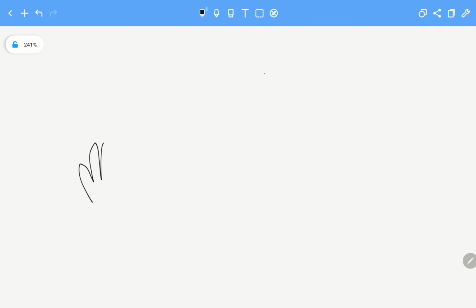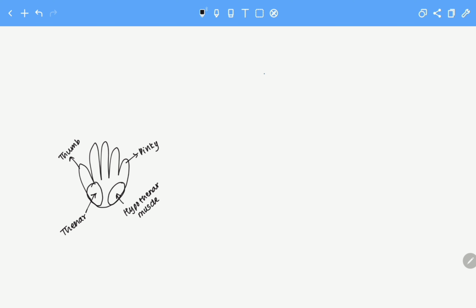So let's say this is the palmar aspect of the hand. This is the thumb, while this is the pinky finger. So the muscles that are present here are called thenar muscles, while the muscles present here are called the hypothenar muscles.